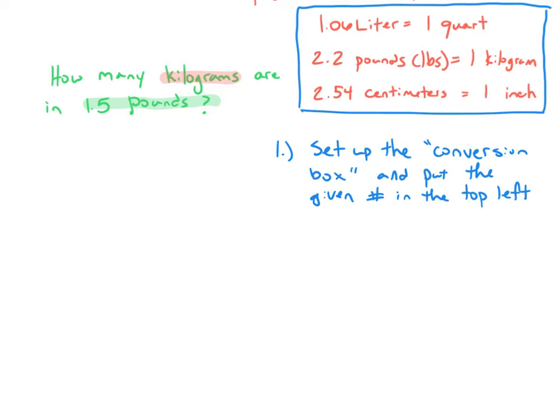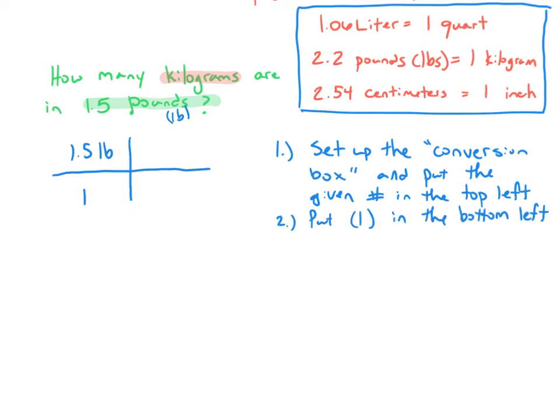Now, the conversion box is basically a letter T, and what you have are 4 different spots to put numbers and units. As the first part instructs, since I'm given 1.5 pounds, I'm going to put 1.5 pounds in the upper left-hand corner. And remember, the abbreviation for pounds is LB. Now, underneath that, in the lower left-hand corner, I'm going to put just the number 1. And you always put just the number 1 in the lower left-hand corner.